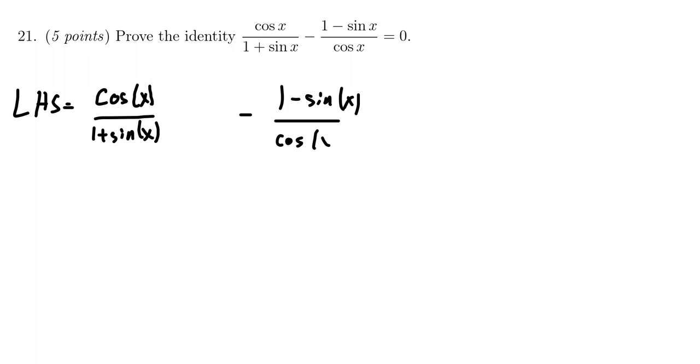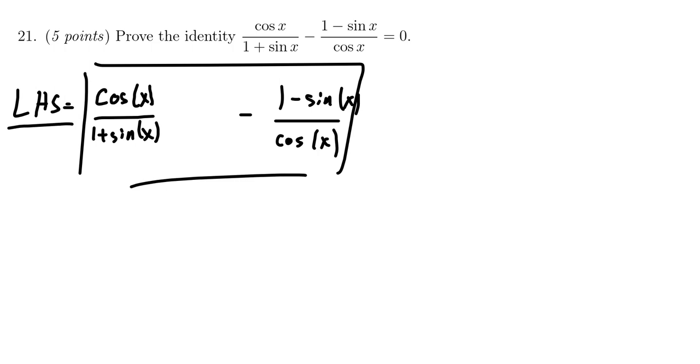It's a good idea to actually write it out, right? Because after all, a trigonometric identity proof is supposed to show that the left-hand side is equal to the right-hand side. So you need to start with the left-hand side. If you actually want to write LHS like I do, that's a great idea, but not actually necessary. You do need to start with this.